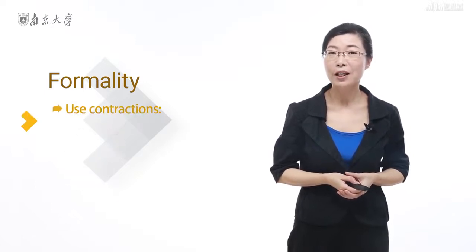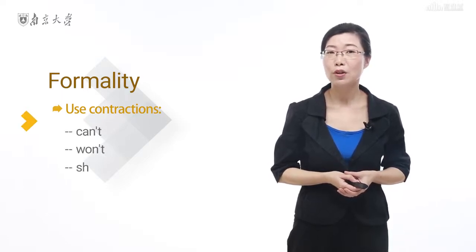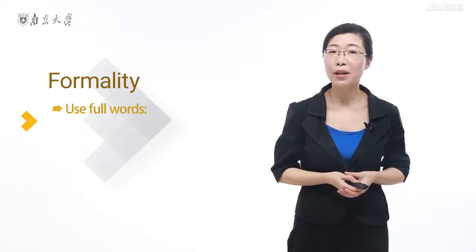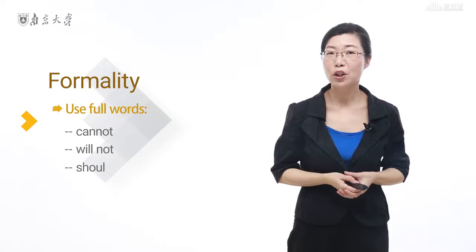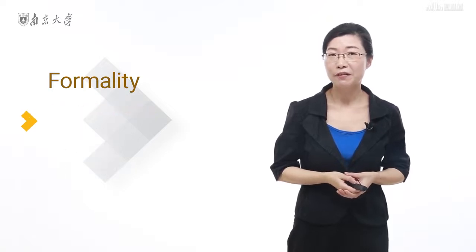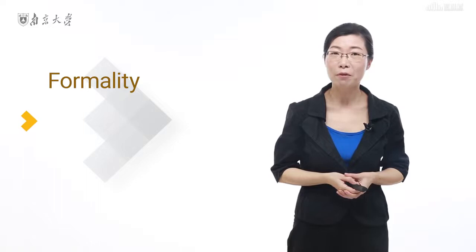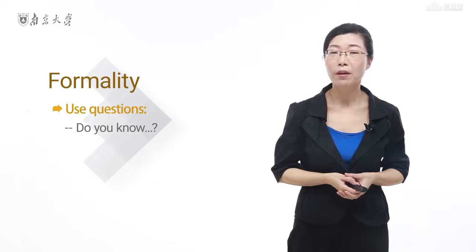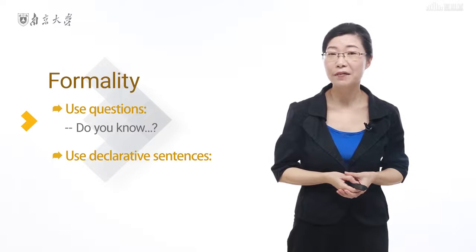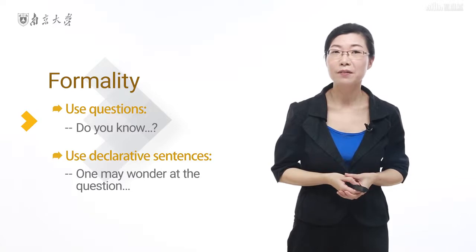In informal writing, we can use contractions, for example, can't, won't, shouldn't. But they should be avoided in formal writing. We should write out the full words, for example, cannot, will not, should not. More differences include, in informal writing, we can ask questions, for example, do you know? But in formal writing, we avoid questions and use declarative sentences instead. For example, one may wonder at the question.